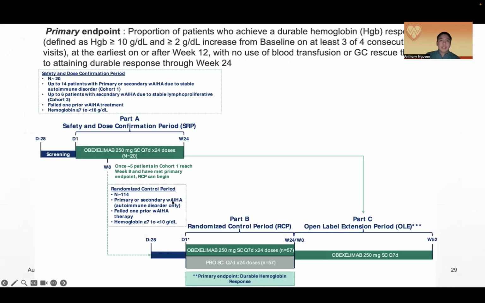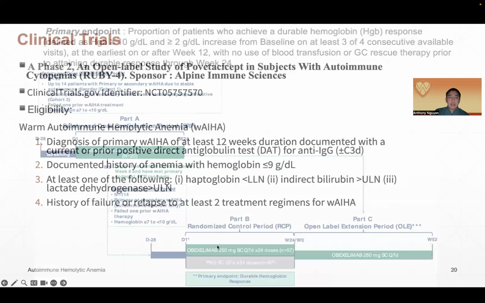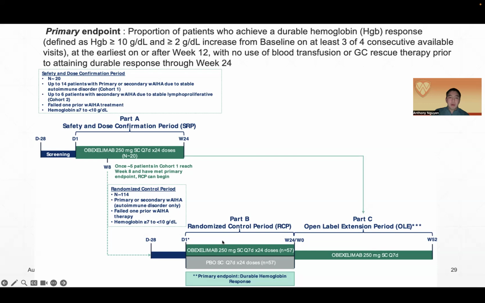So the primary endpoint of this study is to determine the proportion of patients who achieve a durable hemoglobin response, defined as a hemoglobin greater than 10 and also an increase of greater than 2 from baseline. So this study has two parts: a safety and dose confirmation period, and then later on, once enough patients are enrolled, a randomized portion where patients receive obexelimab, which is a subcutaneous injection, versus placebo.